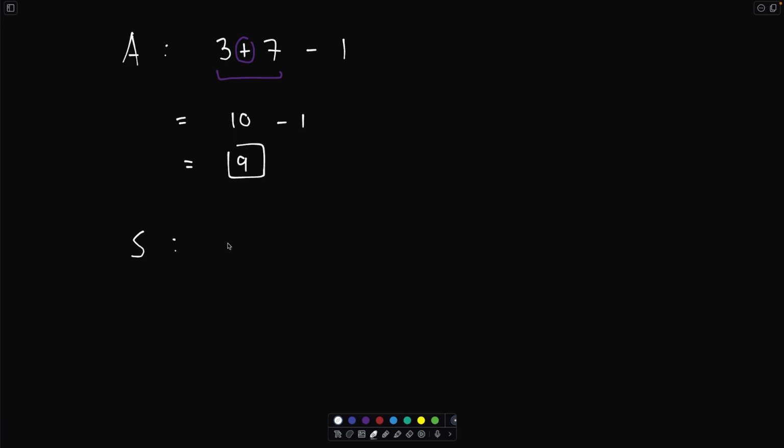So the S in PEMDAS stands for subtraction, and let's look at an example. How about 100 minus 1 plus 2? Remember, always start from left to right. Luckily for us, subtraction is the first thing on the left-hand side. So let's look at 100 minus 1. That's going to be 99. We bring down our 2. Simplify this. So 99 plus 2 is 101.